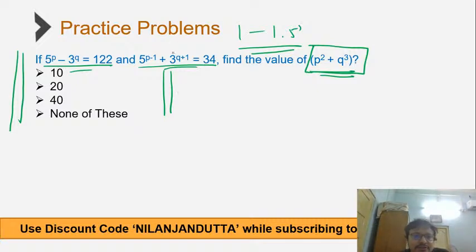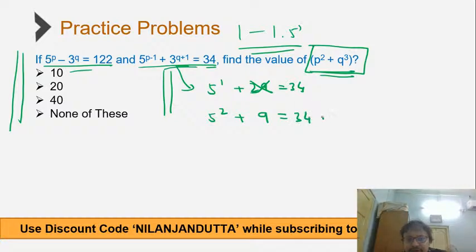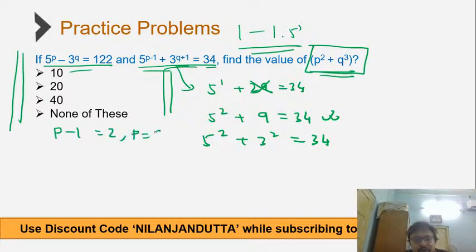So how do we do this? So the first thing, if you look at the second one, you need a power of 5 and a power of 3, which adds up to 34. So what are the powers of 5 possible? 5 to the power 1 plus 29 is equal to 34, but 29 is not a power of 3. 5 square plus 9 is equal to 34, and the good thing is it is also a power of 3, which means this expression must be nothing but 5 square plus 3 square equal to 34, which means p minus 1 is equal to 2, p is equal to 3, q plus 1 is equal to 2, which means q is equal to 1.